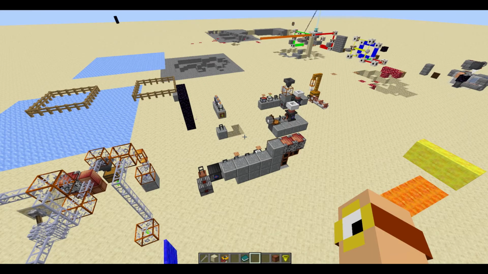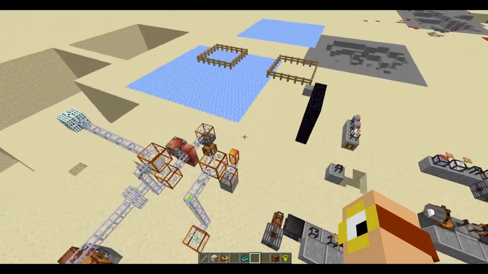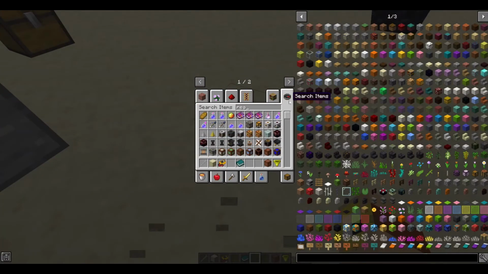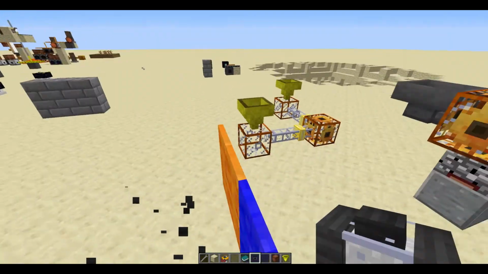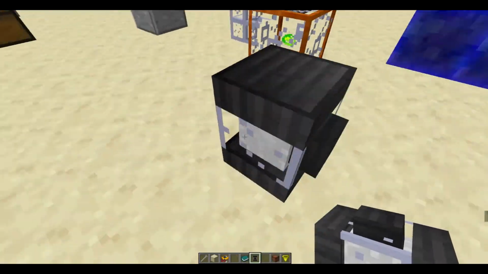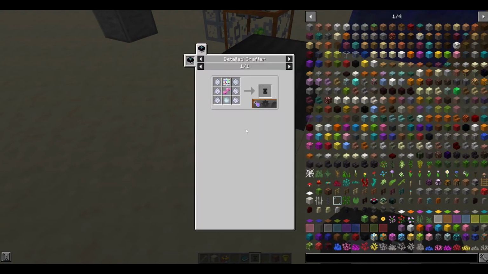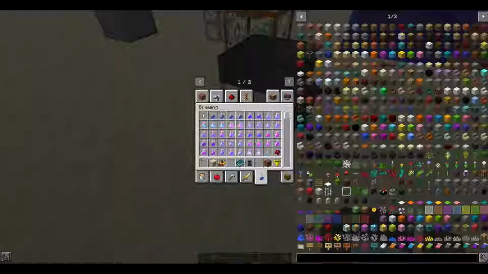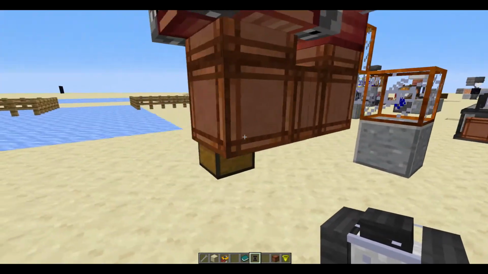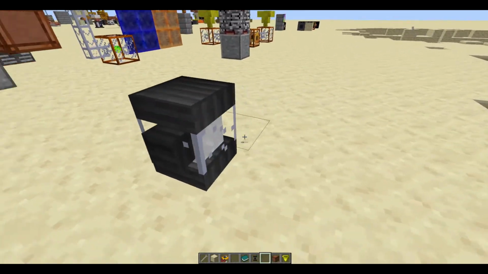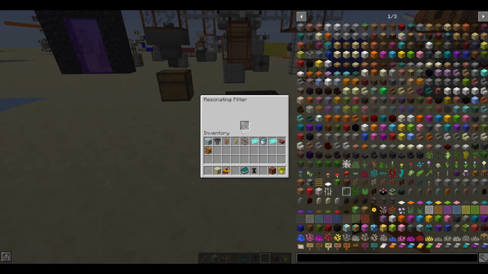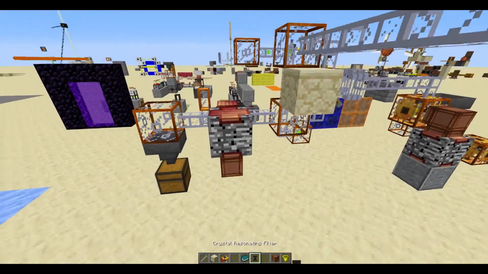Two things which I very nearly forgot, which I'm just going to quickly do. There's a thing called a resonating filter, which is a very, very expensive block. It requires some very late alchemy stuff like stasisol and so on. So you really don't want to have to use these if you don't have to, which is just a sort of universal filter. It has a UI with a single slot.